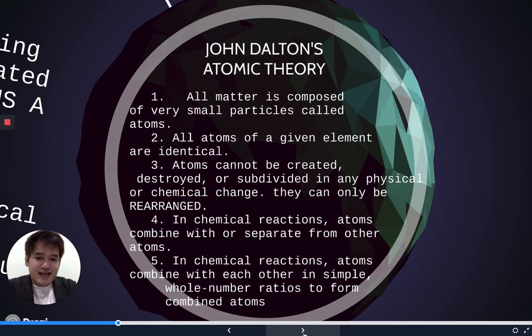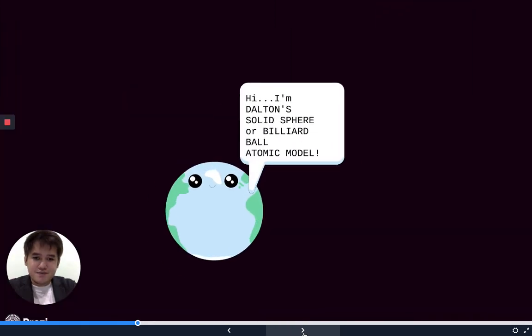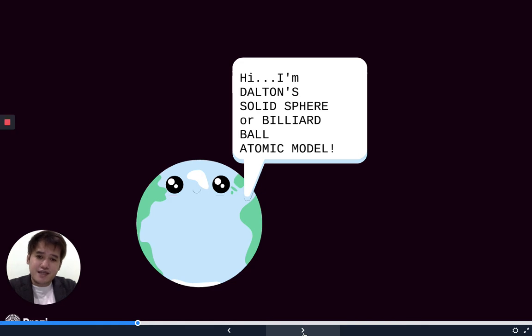In chemical reactions, atoms combine with or separate from other atoms, and atoms combine with each other in simple whole number ratios to form combined atoms. For example, two hydrogens and one oxygen atom make up water, H2O. Two oxygen atoms and one carbon atom make up carbon dioxide, that's CO2. So, simple whole number ratios. He called his model the billiard ball model, as what you have previously experienced in the virtual lab. So that is his billiard ball model or the solid sphere model.